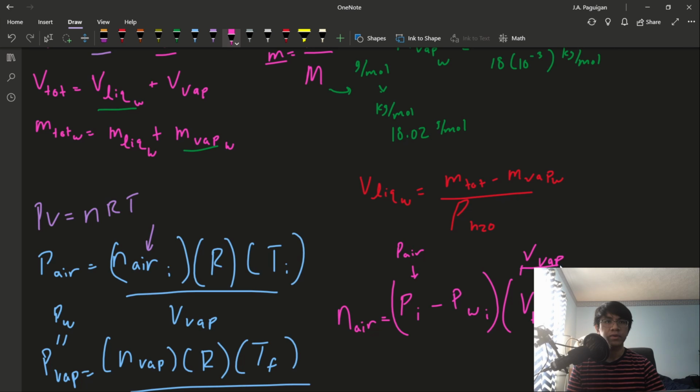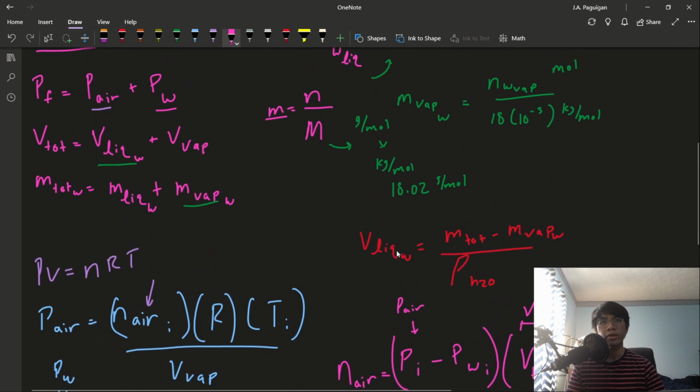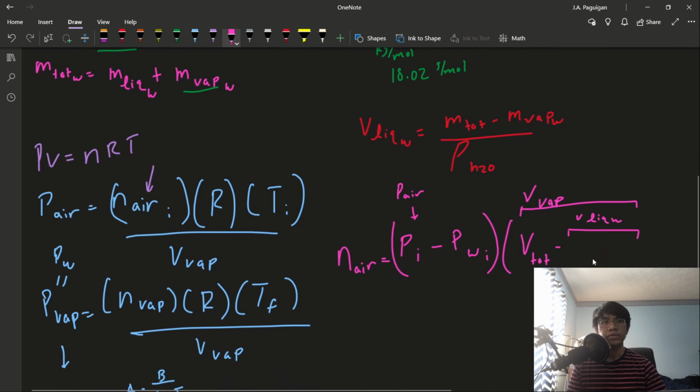And we can break that down. Just draw the brackets so you can see. You can visualize we're breaking down volume of the liquid water, since we know that right here, which is the mass of the total minus the mass of the vapor water over the density.